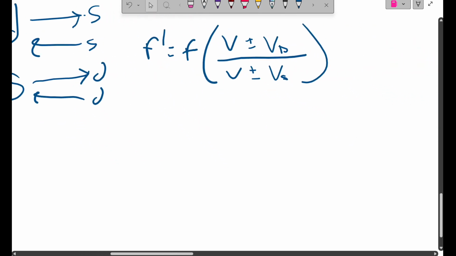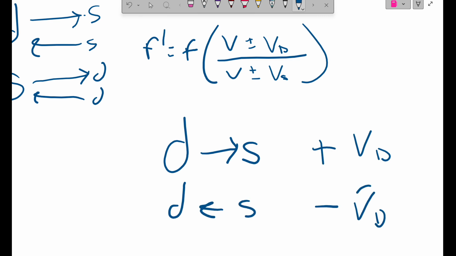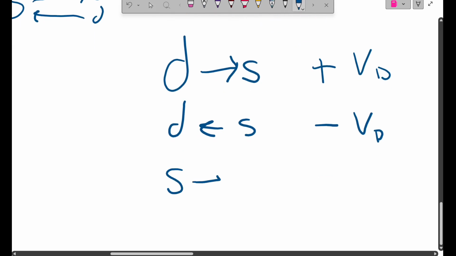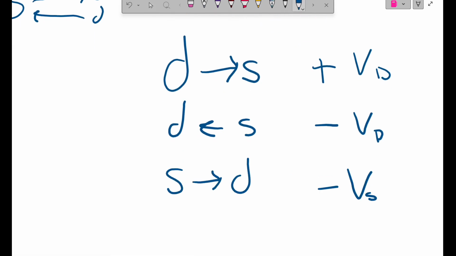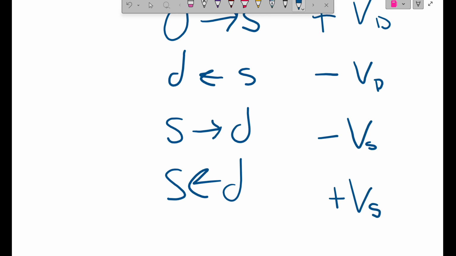For the detector, if the detector is moving towards the source, positive v_d. If the detector is moving away from the source, negative v_d. If the source is moving towards the detector, negative v_s in the denominator. If the source is moving away from the detector, positive v_s.